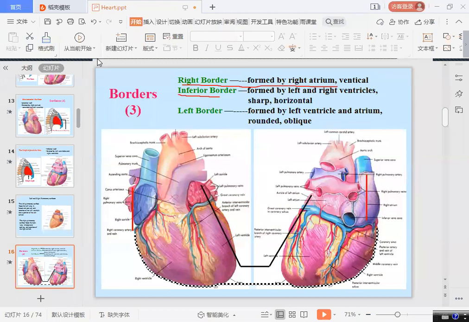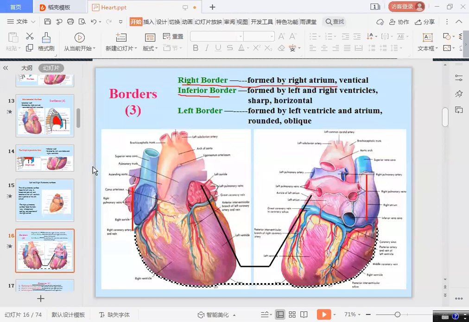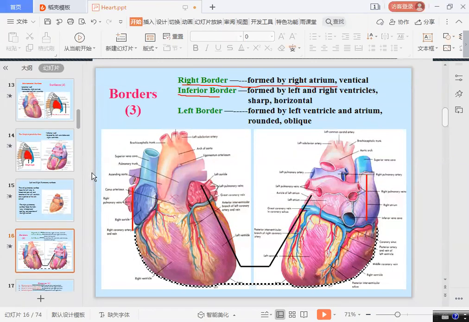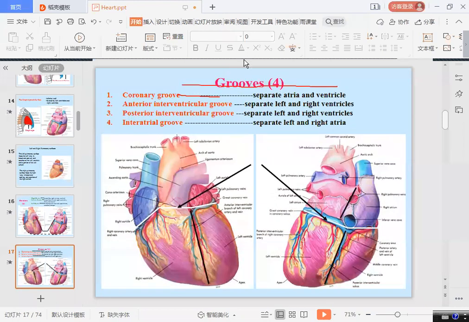So the heart has 3 borders, 4 surfaces, okay, and there are 4 grooves. What are grooves? What is another name of groove? It is also known as sulcus. Coronary sulcus, interventricular sulcus. So sulcus or groove, both are the same terms, okay? Groove or sulcus.